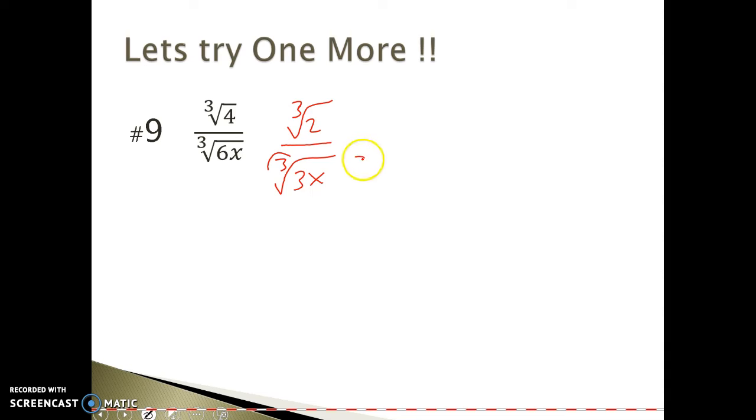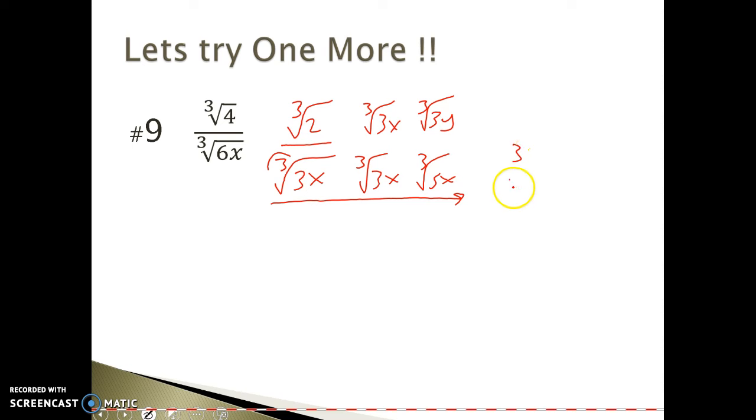What I'm going to have to do is multiply this by the cube root of 3x and another cube root of 3x. And I'm going to have to do the same thing with the numerator. And the reason I need to do that is because it's the cube root. If I multiply everything on the bottom together, I'm going to get the cube root of 3 times 3 times 3 is 27. x times x times x is x to the third. The cube root of 27 is 3, and the cube root of x to the third is x. So my denominator is now 3x.